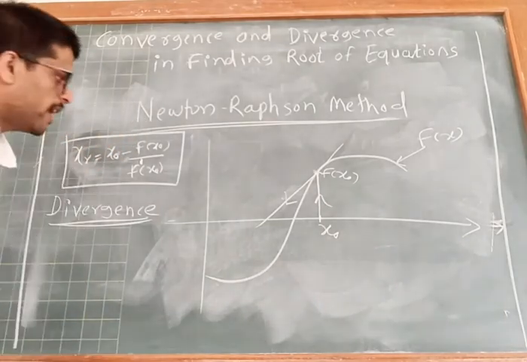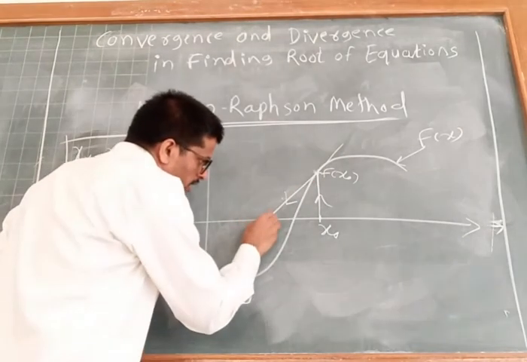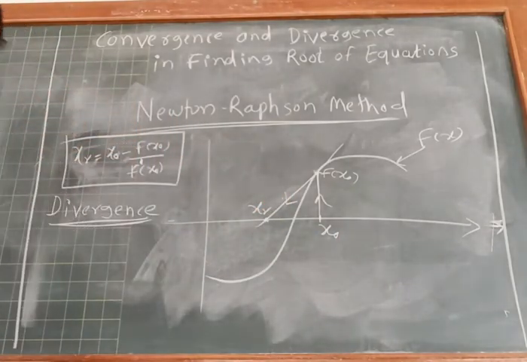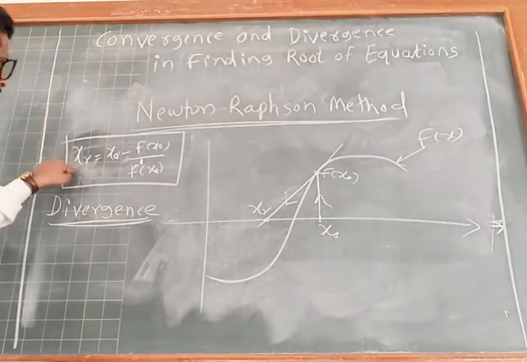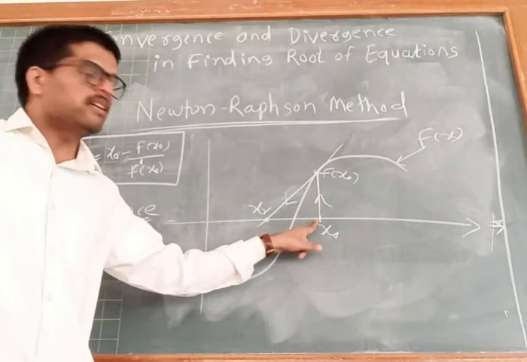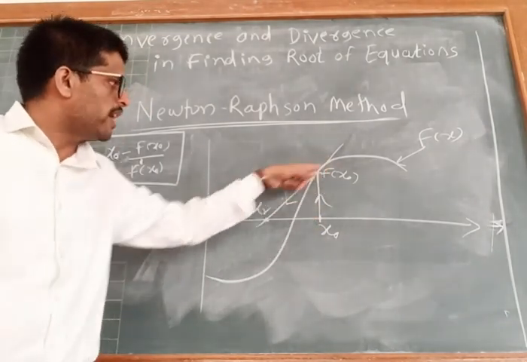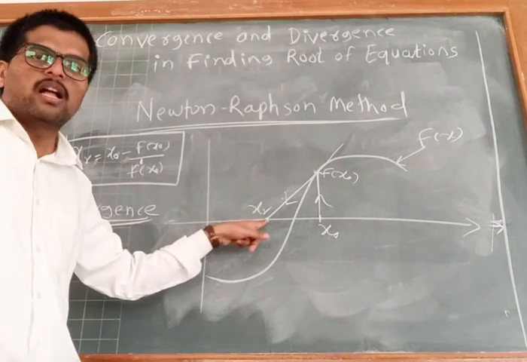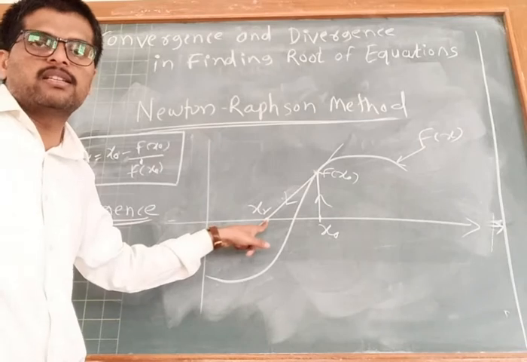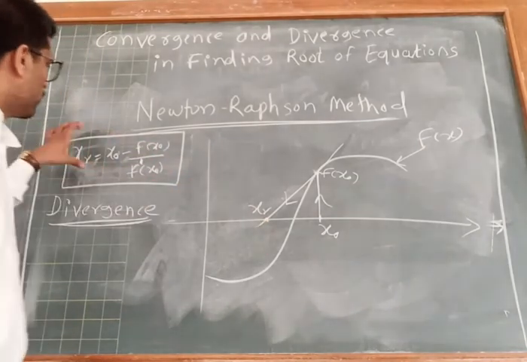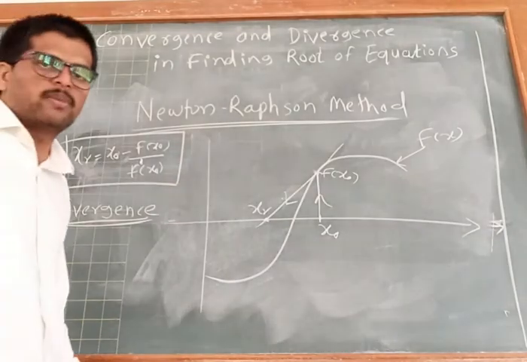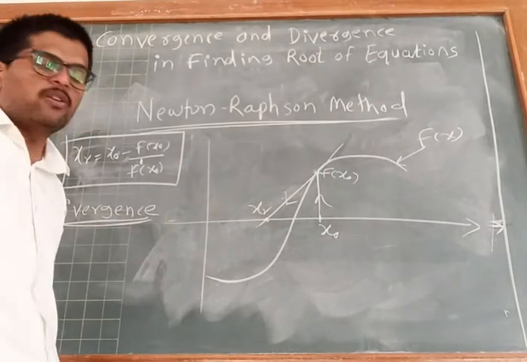If you draw the tangent at this point, and if you extend that tangent up to x-axis, then this will be xr. Are you getting this? So we are calculating xr value from x0 like this. From this initial case, we are calculating f of x0 and at f of x0 we are drawing the tangent, and the point at which this tangent intersects x-axis is the xr value. So this is the formula and this is the graphical representation for Newton-Raphson method. In this way we are calculating new value.